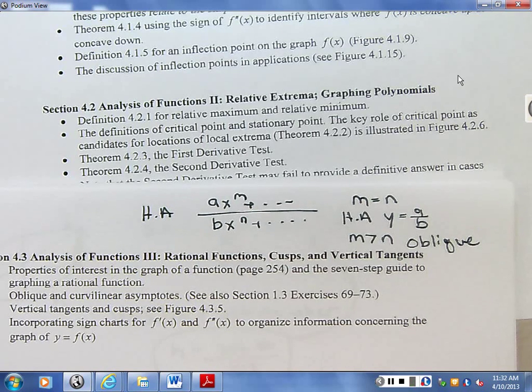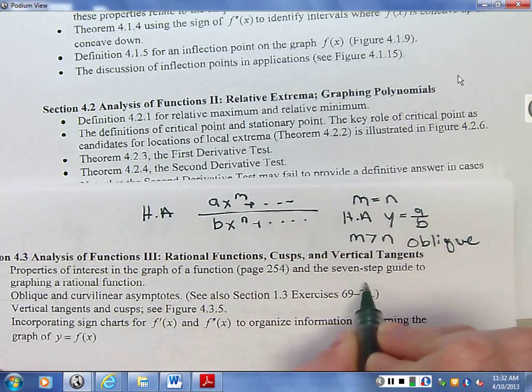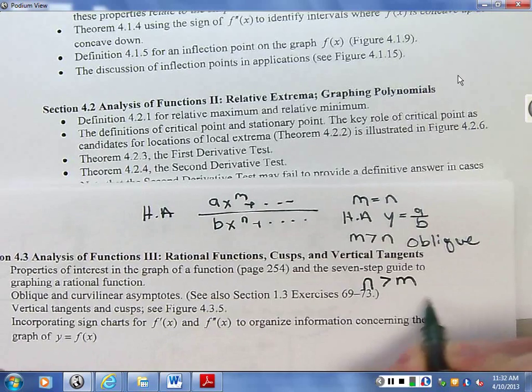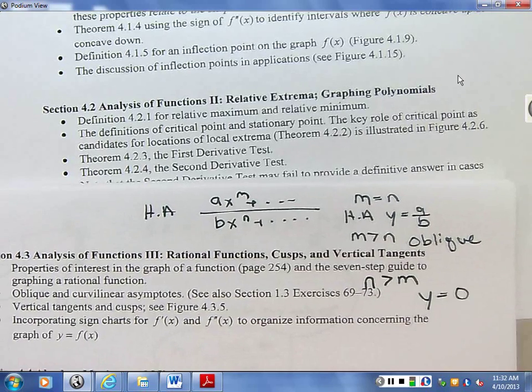So it's not 0 like it normally was. Well, 0 happens when the power in the denominator is greater than the numerator. Then you have a horizontal asymptote at y equals 0.